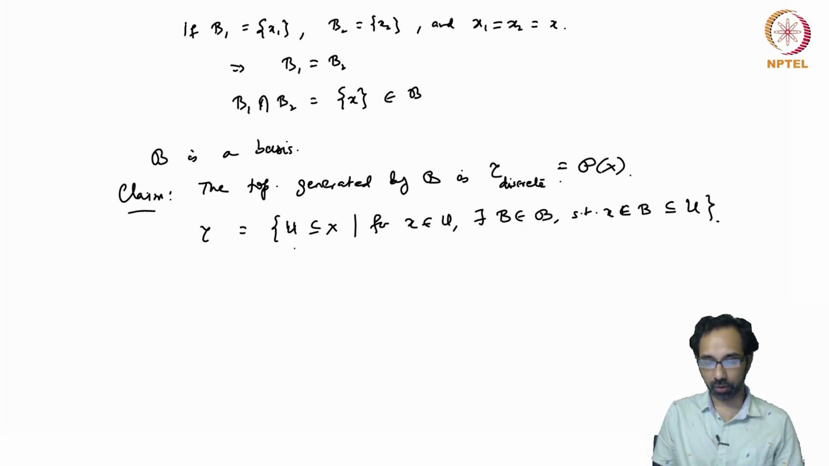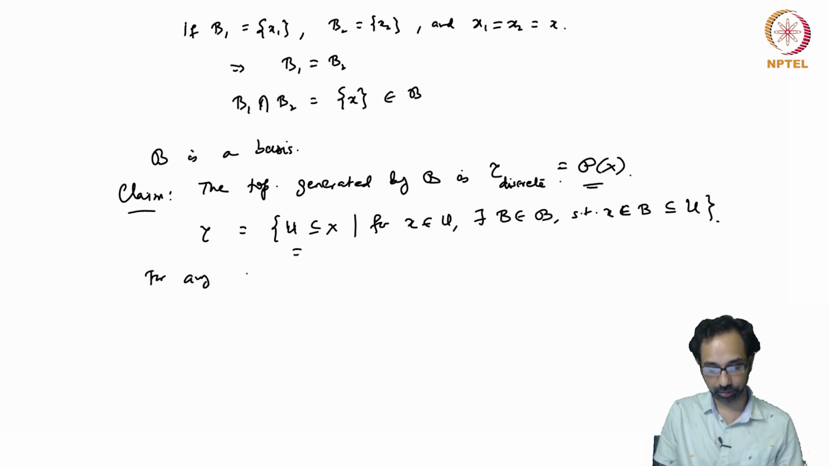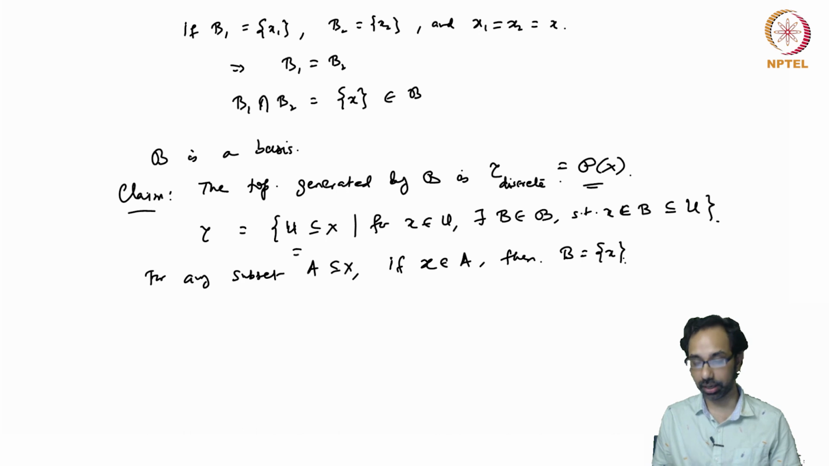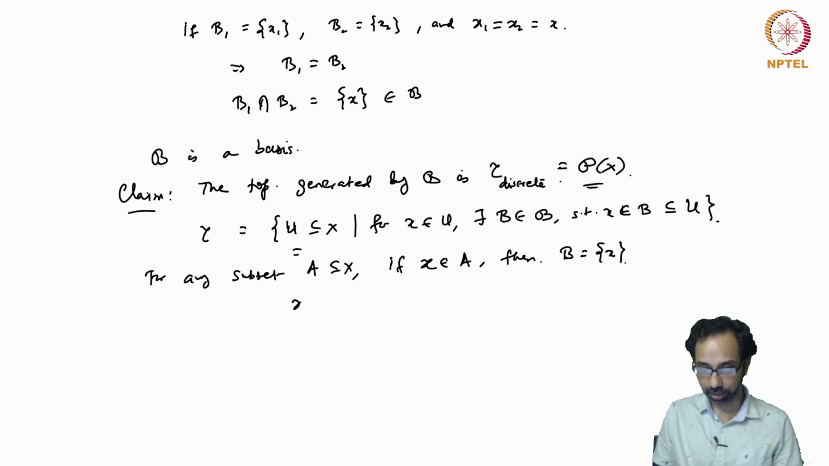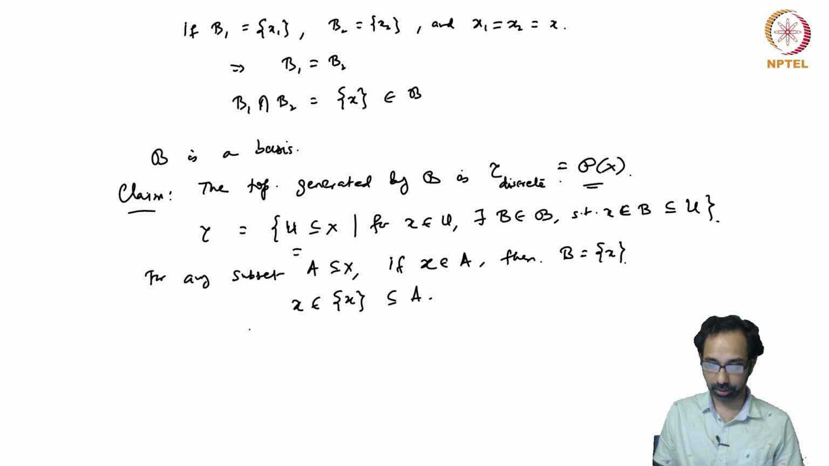So I want to show that all subsets of X are open, and this is the same thing as saying that the topology is the discrete topology. So for any subset A inside X, if X is in A, then the basis element, the singleton set {X} itself, contains X, and it is inside A. It is a subset of A. So this means that A is open.